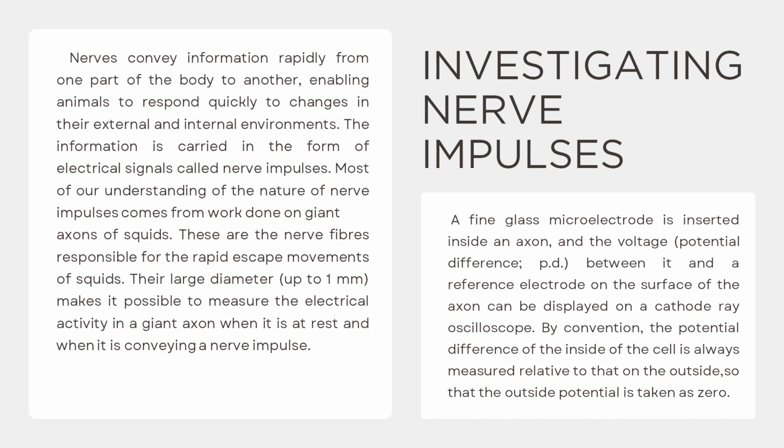A fine glass microelectrode is inserted inside an axon, and the voltage between it and the reference electrode on the surface of the axon can be displayed on a cathode ray oscilloscope. By convention, the potential difference of the inside of the cell is always measured relative to that on the outside, so that the outside potential is taken as zero.